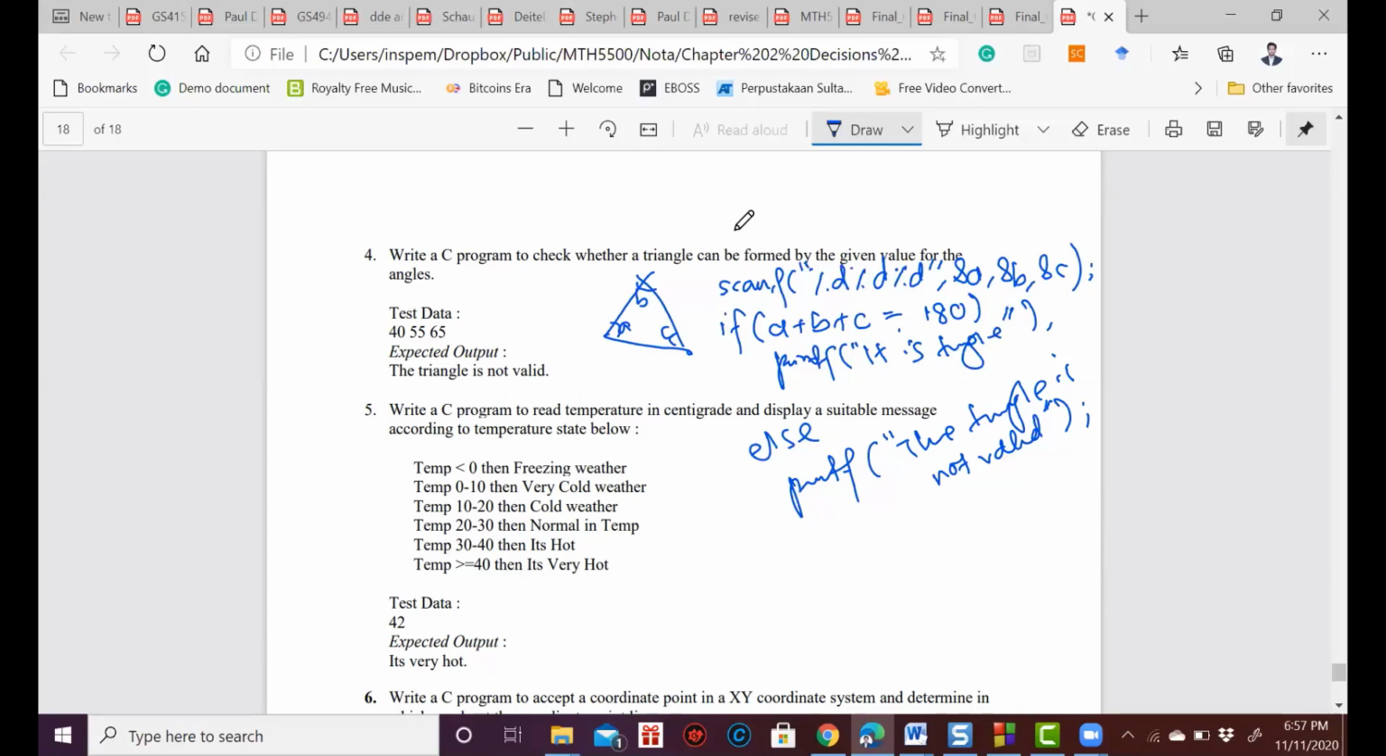Oh, this one here. Okay, ask the user to enter three angles. So print F, enter three angles or something. Angles value, something like that. Okay.